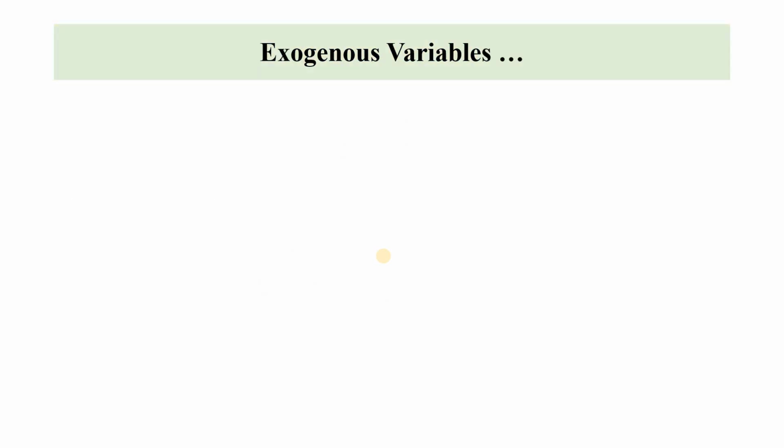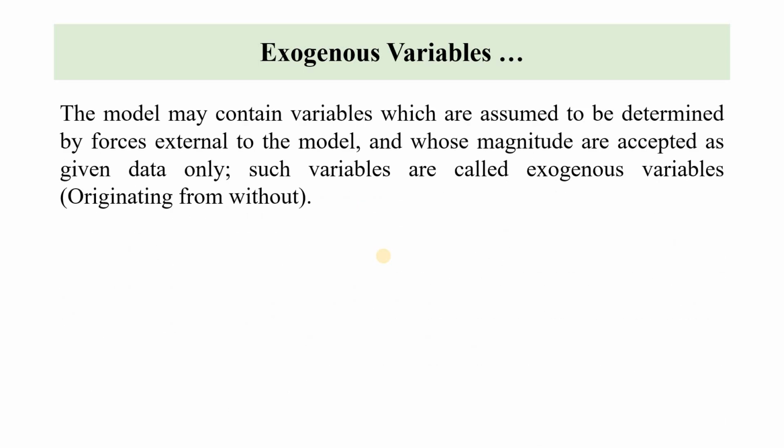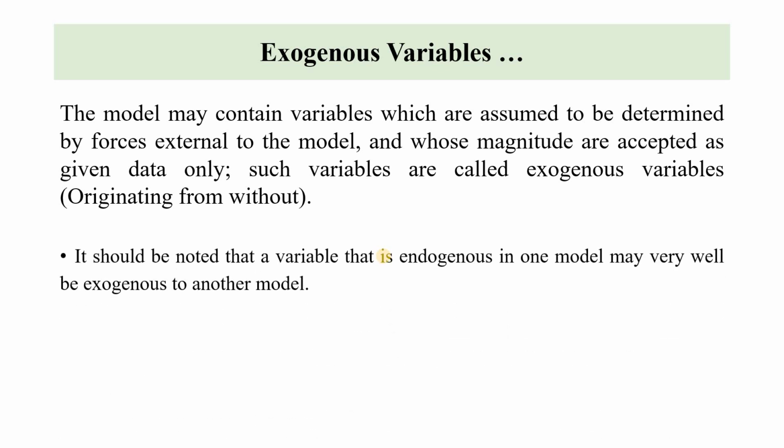Now turn to our next section, exogenous variables. The model may contain variables which are assumed to be determined by forces external to the model and whose magnitudes are accepted as given data only. Such variables are called exogenous variables. It should be noted that a variable that is endogenous in one model may very well be exogenous to another.